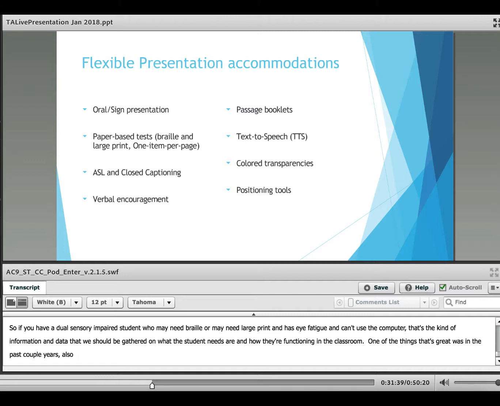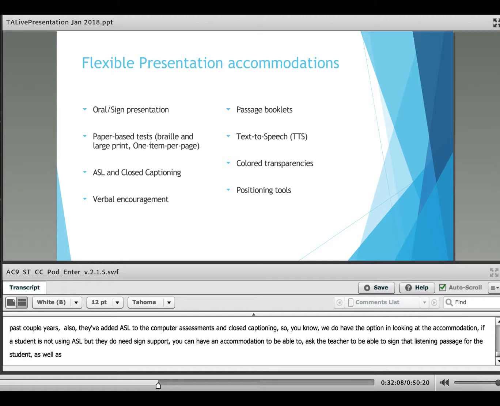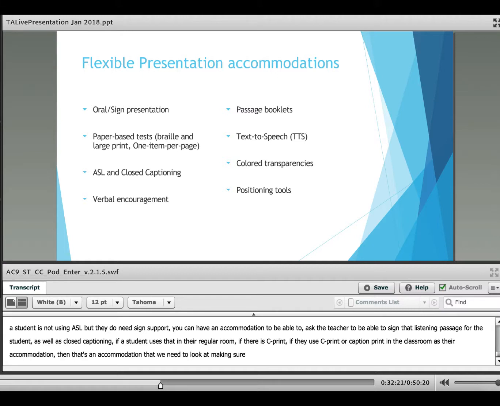One of the things that's great is that in the past couple of years they've added ASL and closed captioning to the computer assessments. If a student is not using ASL but does need sign support, you can have an accommodation for the teacher to sign the listening passage for the student, as well as closed captioning. If a student uses C-print or caption print in the classroom as their accommodation, then we need to make sure it's provided for the student on the assessment as well.